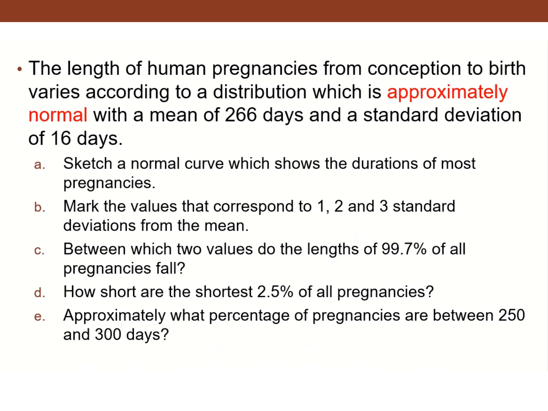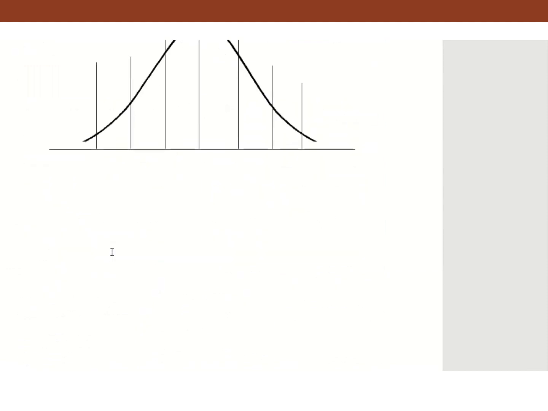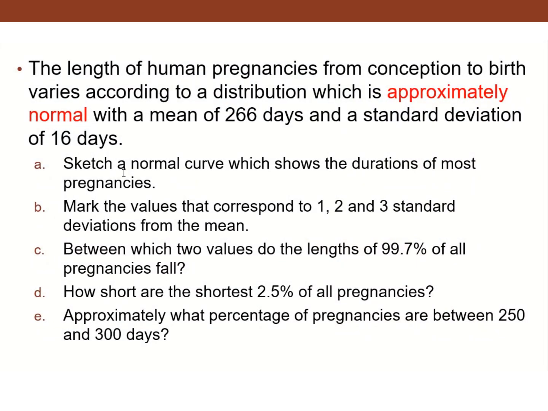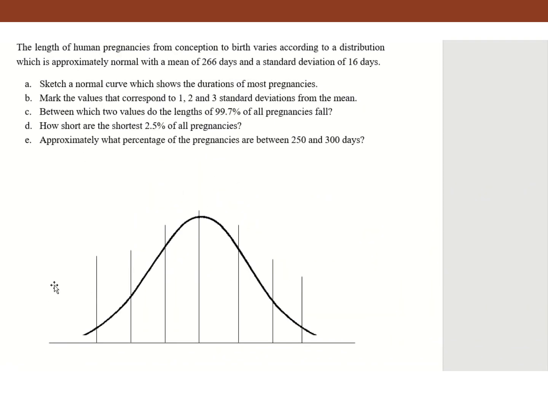Okay, so let's look at example 1, which is on page 126. All right, so example 1: the length of human pregnancies from conception to birth varies according to a distribution which is approximately normal. Like I told you, in the questions they already tell you it's a normal distribution with a mean of 266 days and a standard deviation of 16 days. So pretty much even when you do your exams, they've already given you this curve. All you have to do is fill it up.